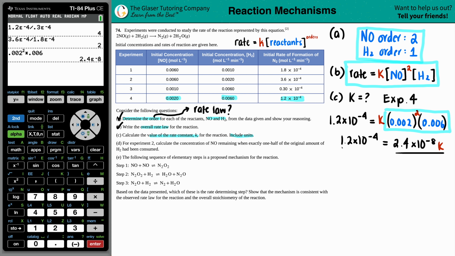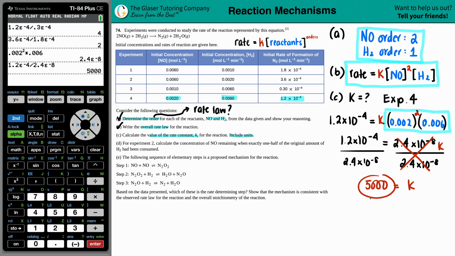So just solve for K. All I have to do is divide by that number, right? 2.4 times 10 to the negative 8th on both sides. Get rid of that. And let's see, we got 1.2 times 10 to the negative 4th divided by 2.4 times 10 to the negative 8th. There we go. So my answer is 5,000, which equals K. Now, they do say include units. So 5,000 what? Bananas?